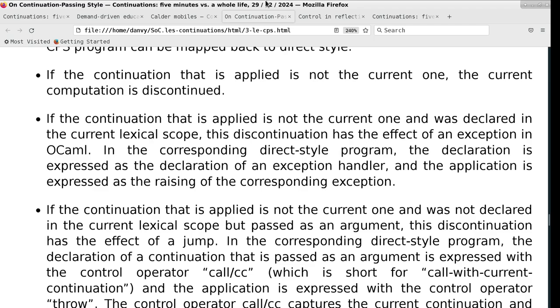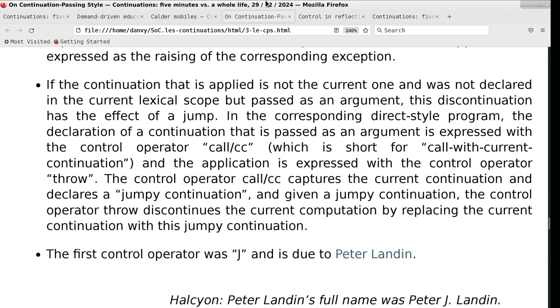In the corresponding direct stack program, the declaration is expressed as the declaration of an exception handler, and the application is expressed as the raising of the corresponding exception. And if the continuation that is applied is not the current one, and was not declared in the current lexical scope, but was passed as an argument, then this discontinuation has the effect of a jump.